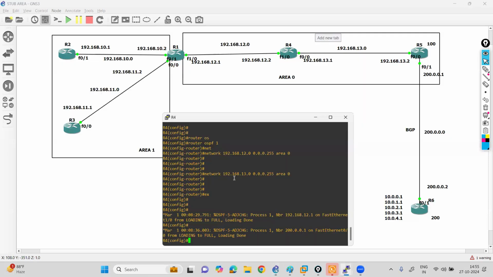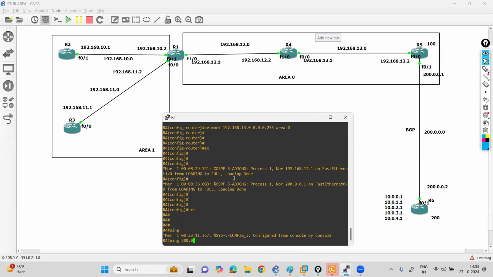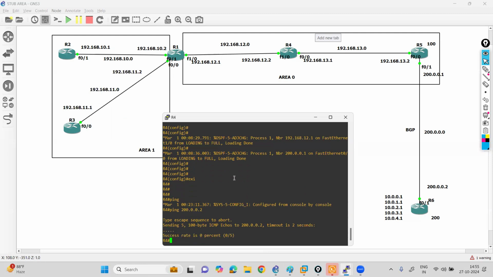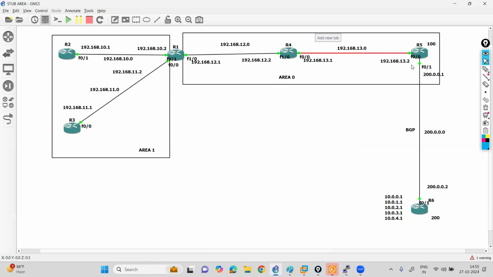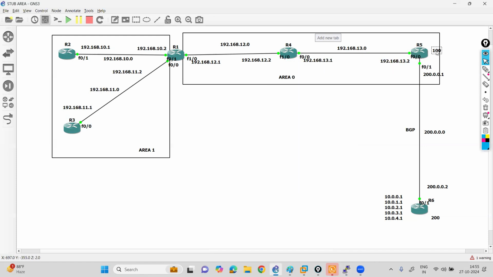Let's see if there is any issue on this side also. Ping 200.0.0.2. Yes, they are not pinging, right? They are not pinging. Let's see what has happened over here. Router OSPF, redistribution. Everything is okay, and we are also getting the route from this network.